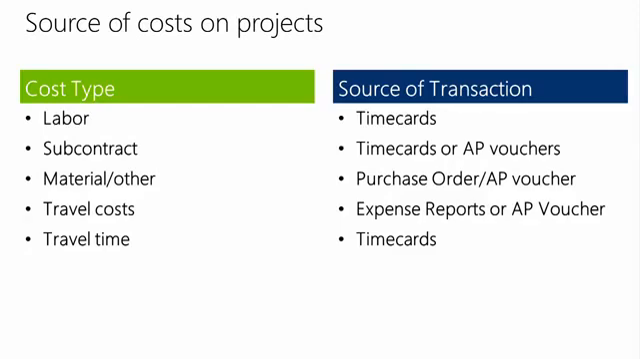We also will have subcontracts, and those subcontracts will likely come from AP vouchers. However, we do have customers who desire for their subcontractors to enter time cards, which would allow them to bill those subcontracts more quickly than if you're waiting on an invoice from a vendor. We also would have materials or other direct costs. Typically, these would come through a purchase order or an AP voucher. We can also have travel costs, which would generate from an expense report or through an AP voucher as well. And then we could have travel time that would also come from a time card.